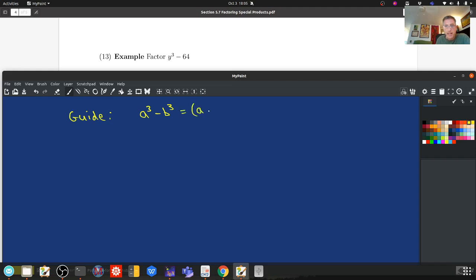So we have a minus b times a squared plus ab plus b squared. So the middle sign here, the plus, is always different from the sign here, and the sign between the binomial term is always the same as this one. So we're given y cubed minus 64. But remember, 64 is equal to 4 cubed.